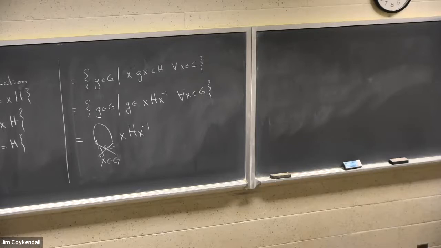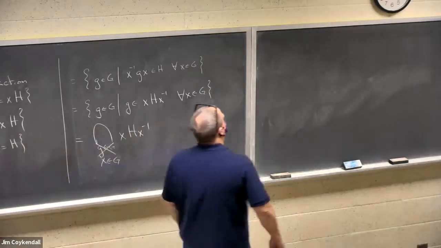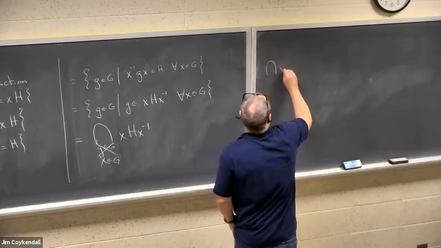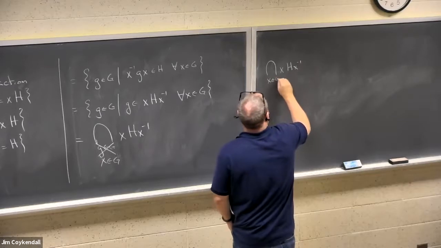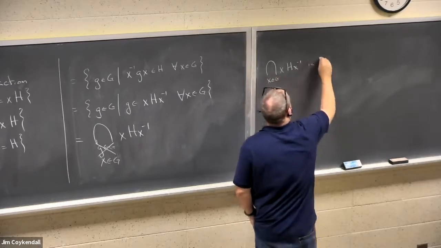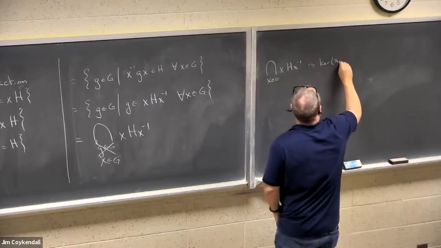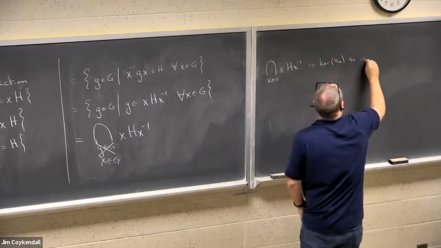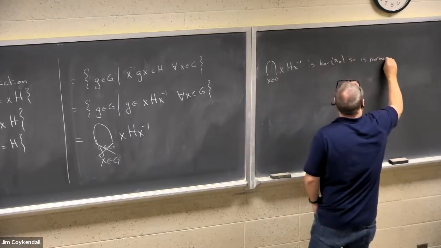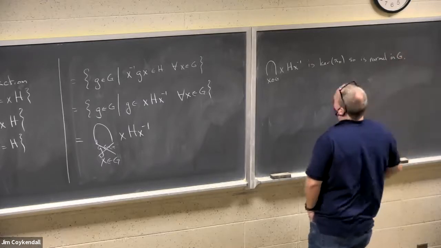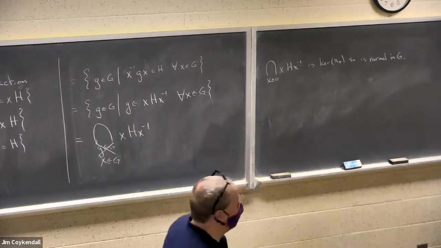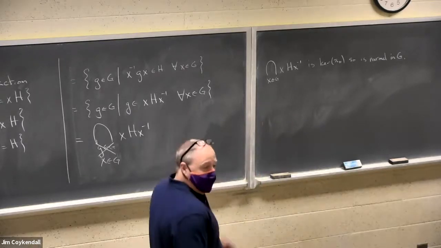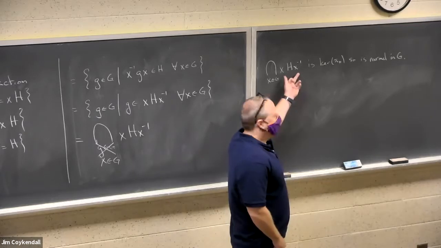Okay, so let me make a statement about normality. Okay, so there we go. It's normal because it's actually the kernel of the permutation representation. If you don't like that, this is kind of a neat thing.